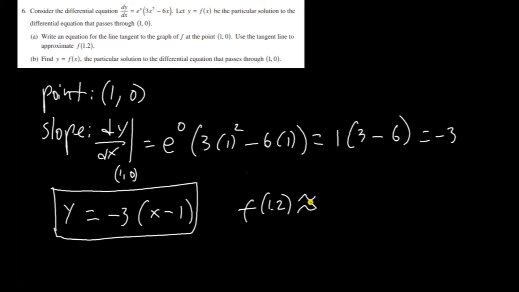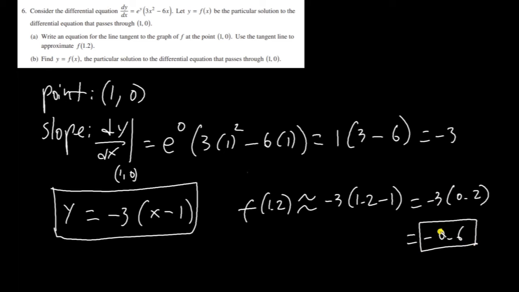Okay, that's literally just going to be plugging 1.2 into here. So negative 3 times 1.2 minus 1, which is negative 3 times 0.2, which is negative 0.6. Okay, that's it. This was a 3-point question. 1 point for successfully finding the derivative to the graph at 1, 0. The 2nd point for successfully writing the tangent line. And the 3rd point for successfully approximating f of 1.2.